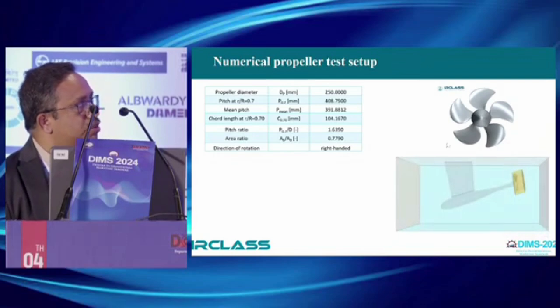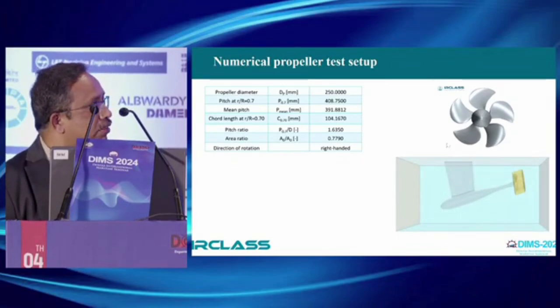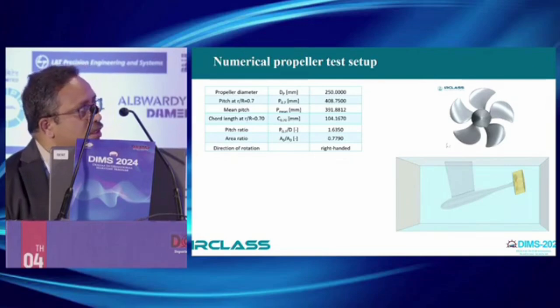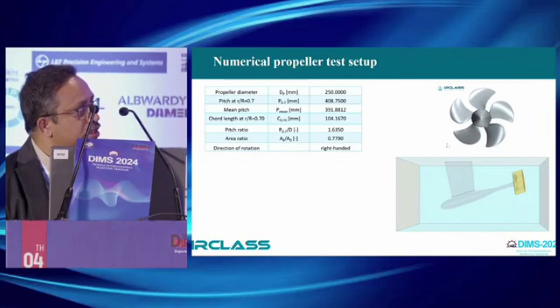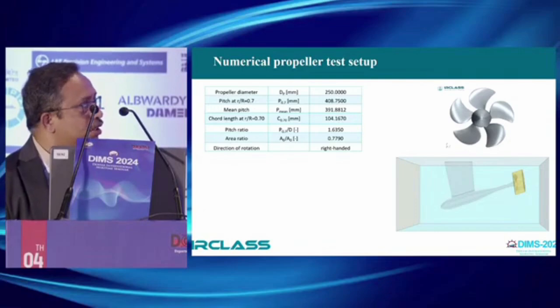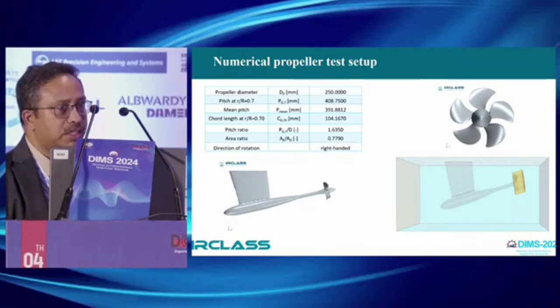In the numerical assessment, we used a sliding mesh interface technique, wherein we have exactly replicated the cavitation tunnel. Here we can see the blue color, which indicates the stationary domain, and the rotation of the propeller is given at this interface. We have used a sliding mesh interface technique for modeling the propeller rotation here. So this is how the propeller would look.